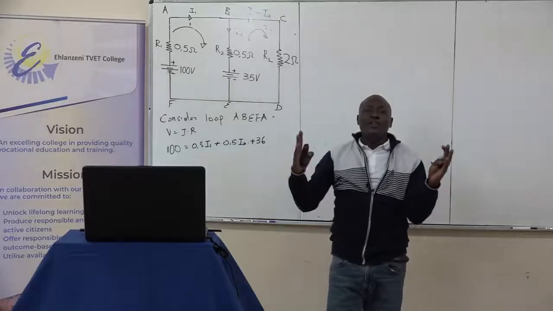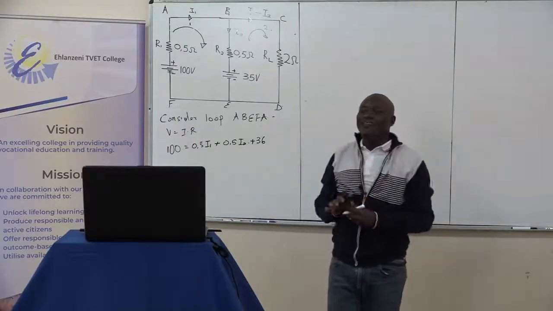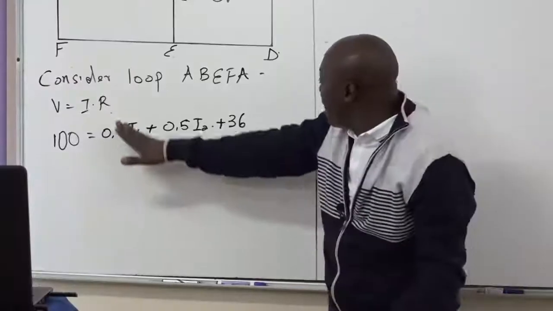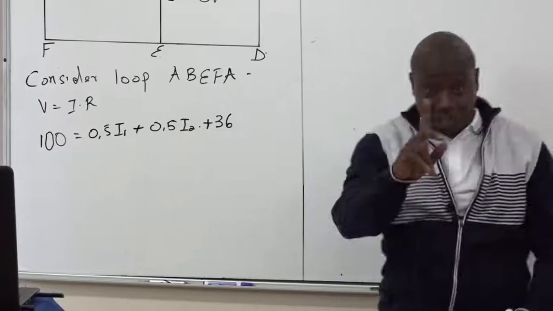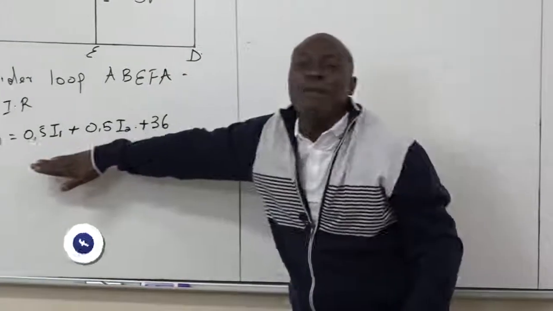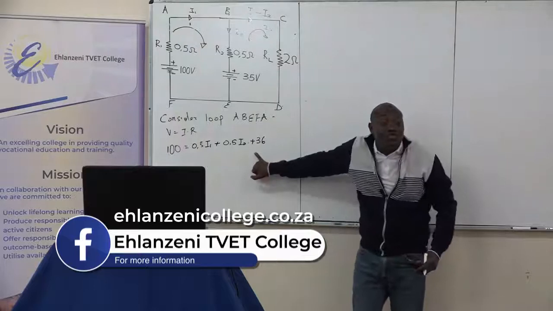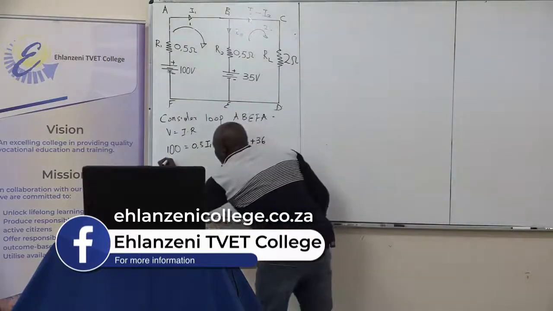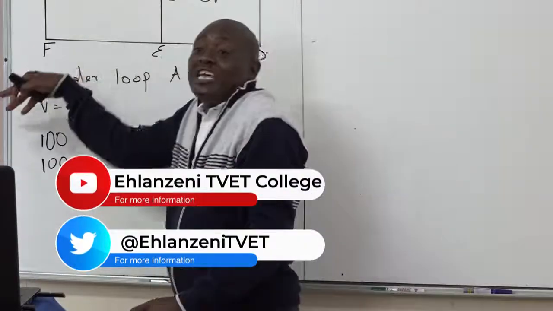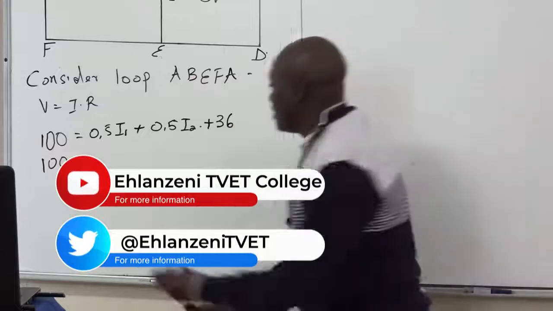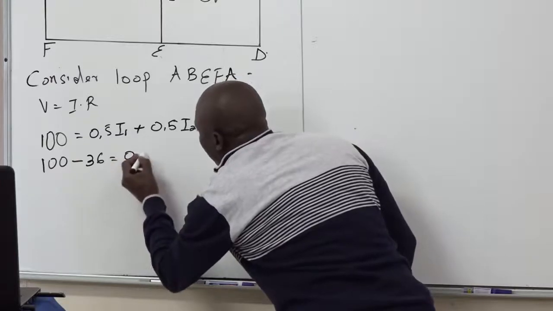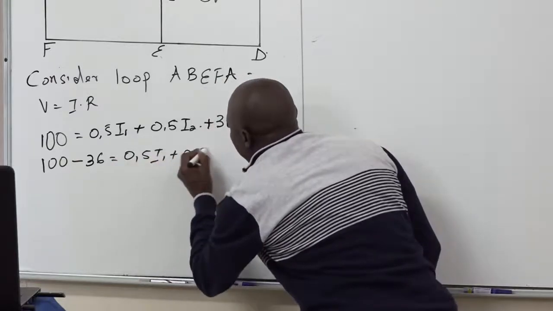The like terms, if you check, are obviously going to be 36, because 0.5 I1 and 0.5 I2 are not like terms. Why did I say they are not like terms? Because I'm having different variables there, which are I1 and I2. So let me group the like terms together. I will take the 36 to the other side, and obviously it will change sign. It will be minus 36, which equals 0.5 I1 plus 0.5 I2.